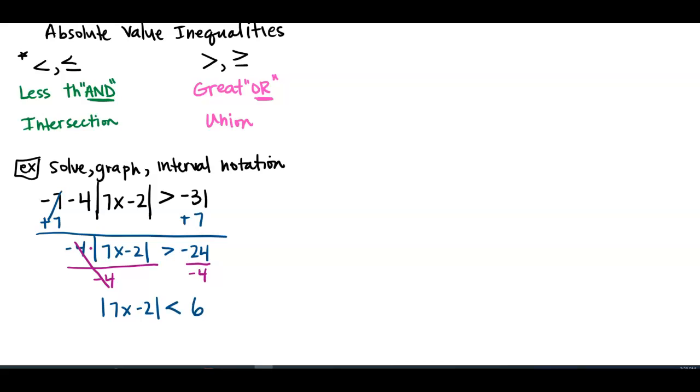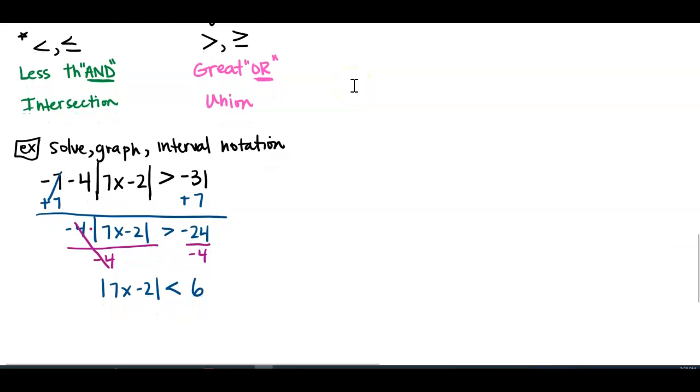I have a quick question. Yes. Do we only flip the inequality sign if we're dividing by a negative number? If you multiply or divide by a negative number. Okay, so if you're dividing by a positive number, then it doesn't change. Then it stays. Yep. The only time it flips is when you're multiplying or dividing by a negative. Good question. All right, so now we've got the absolute value part by itself.